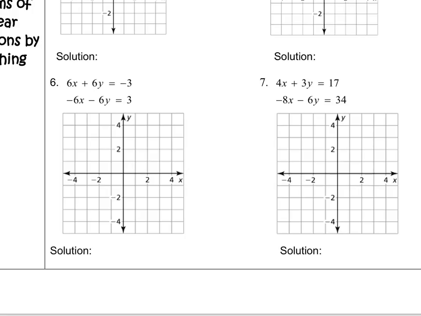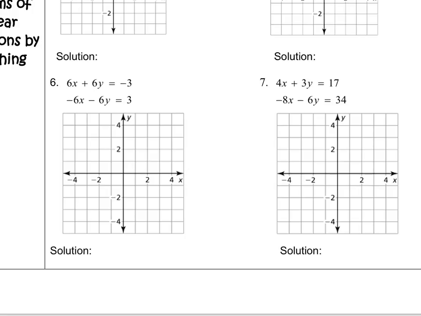But on 4 and 5 from the last video, they were already in slope-intercept form. They were pretty easy to go ahead and graph. Number 6 and number 7 both are in standard form. So you've got many options of ways that you can go about graphing this.